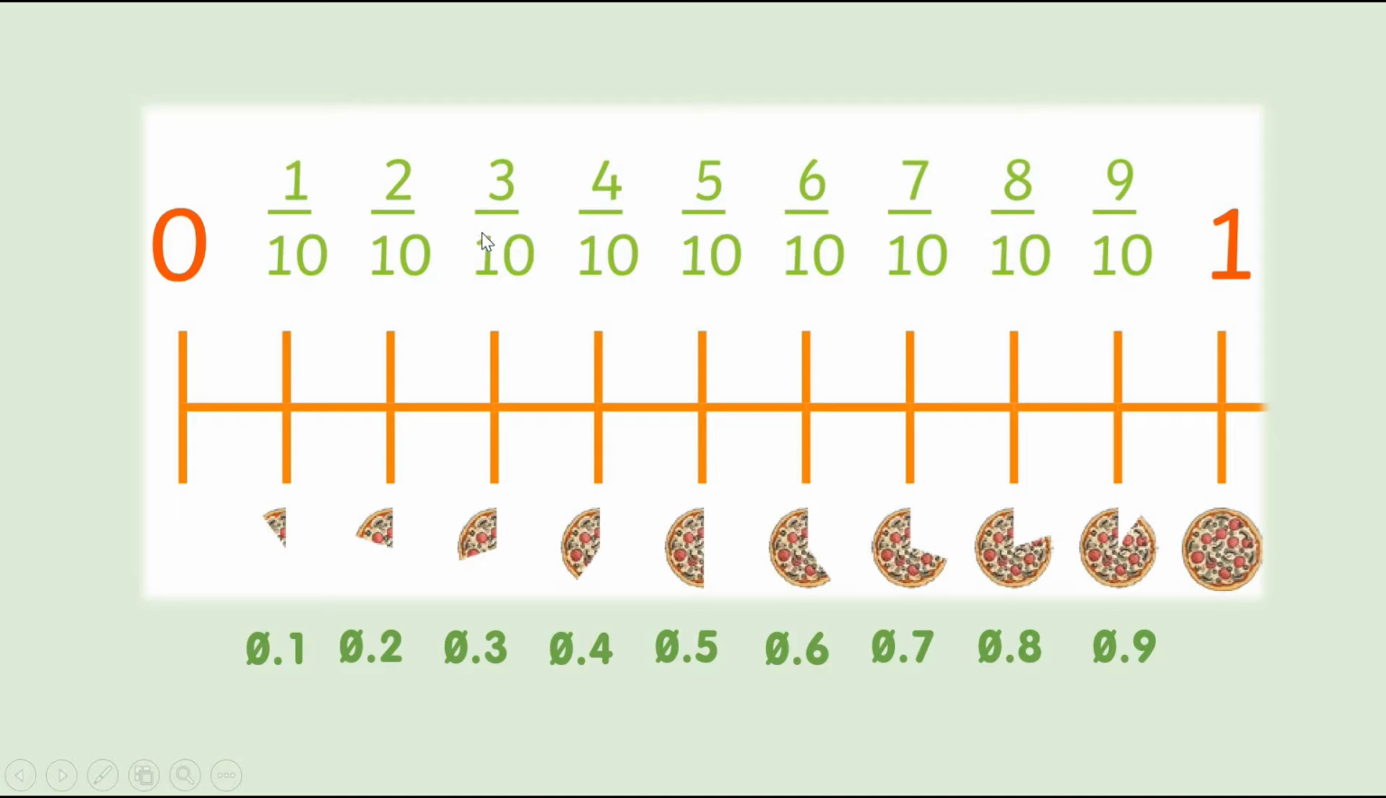Why? Here we have the denominator, which means we have 10 parts, and here we have the number 3, which means we have 3 parts out of 10 total. 3 parts of the pizza, this is 0 because it says we don't have the entire pizza, we only have 3 parts, and we put it into the tenths place. 4 out of 10 is equal to 0.4, and so on.